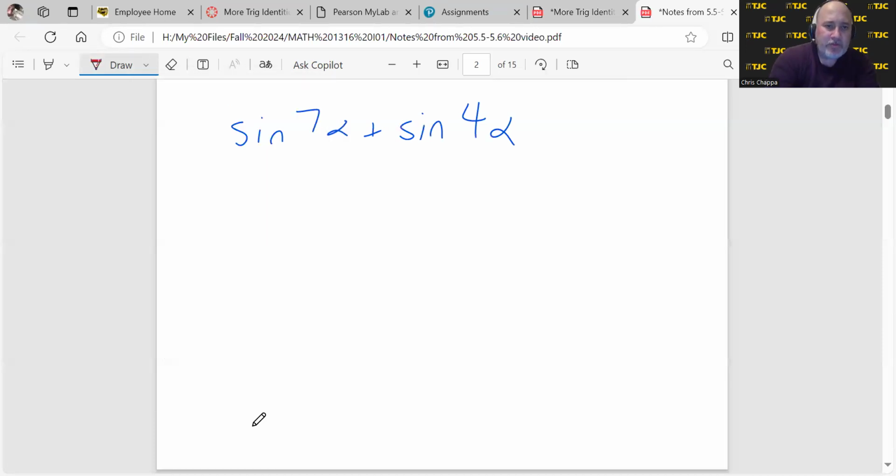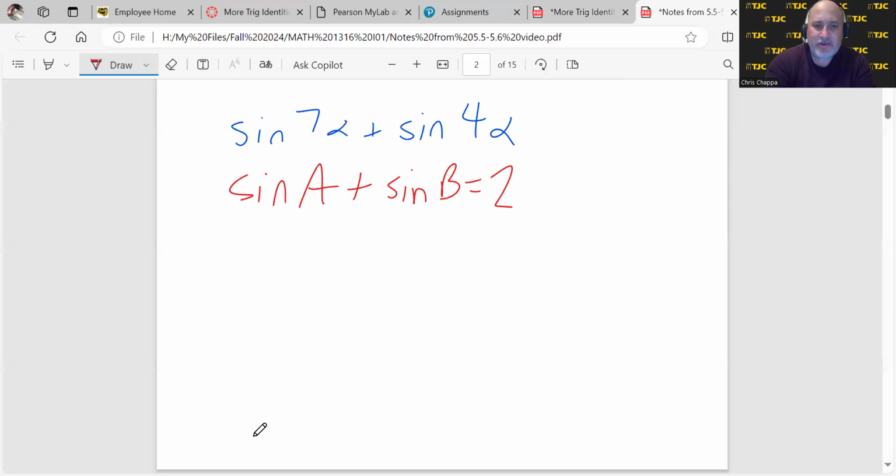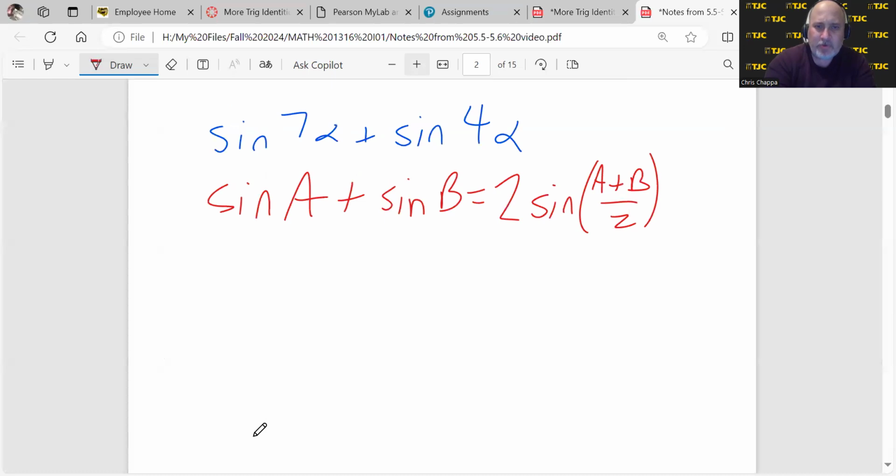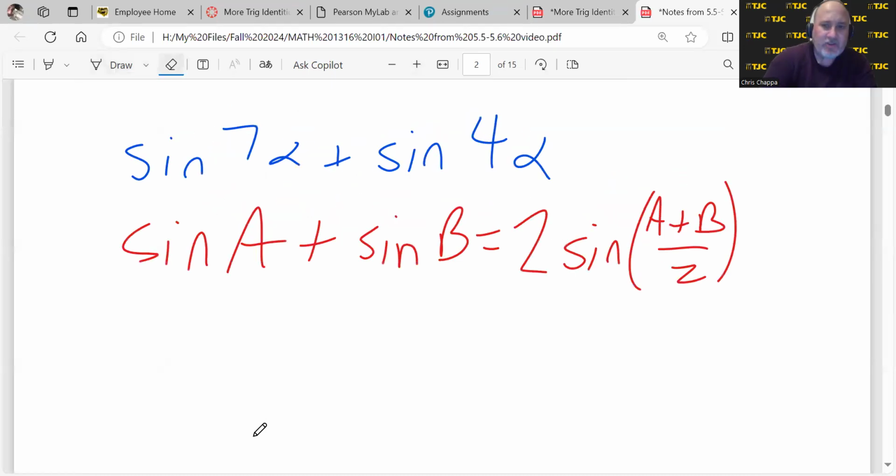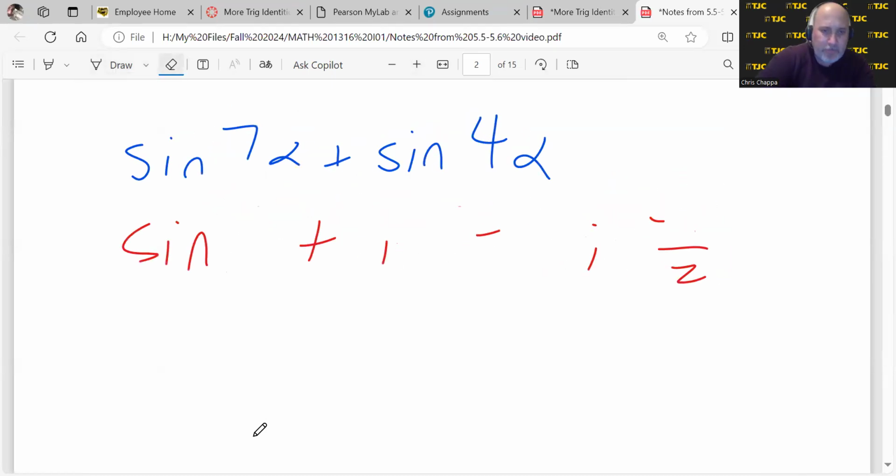Sine of A plus sine of B is equal to 2, I believe it was sine, wasn't it? Yes, sine of half the sum, also known as the average, times cosine. I'm going to do myself a favor here. I'm going to zoom in, erase this, and write it a little bit better.